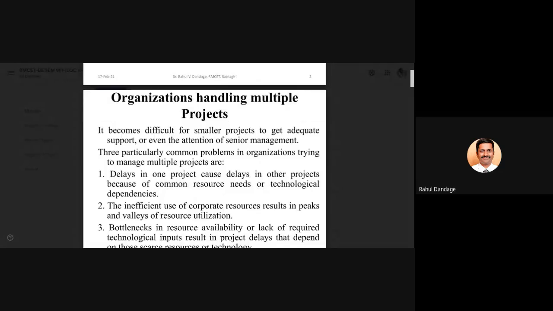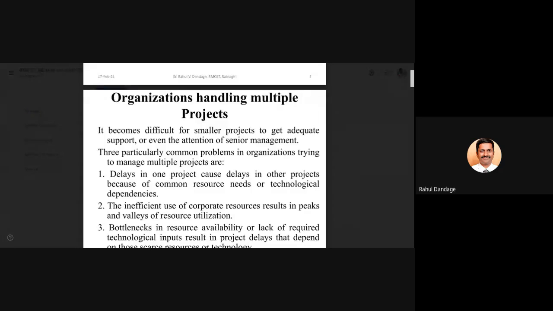there are no organizations, or there will be very few organizations which will be having only one project in hand at a time. Normally the organizations which are there in the market, they will be executing multiple projects parallelly, simultaneously. And when the organizations are handling multiple projects parallelly, there are certain issues. So what these issues are, we need to consider first, because those issues will need to be considered when you are initiating the project, when you are starting with any new project.